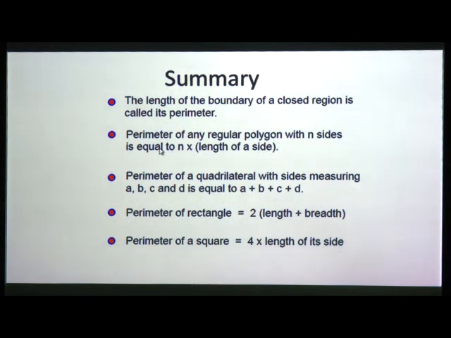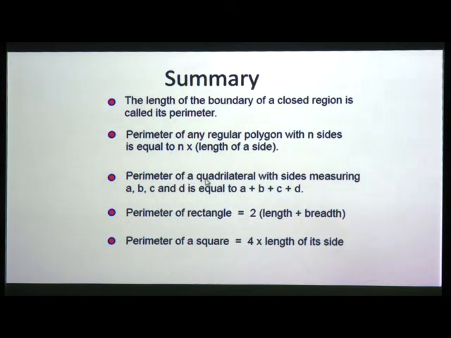How can we find the perimeter of a pentagon, as an example? A pentagon has 5 sides, so we multiply 5 by the length of each side. That way we can find the perimeter of a regular pentagon. Here it is given as polygon, so you can consider any regular polygon, but you should know the length of the side, and then you can find the perimeter of the polygon.